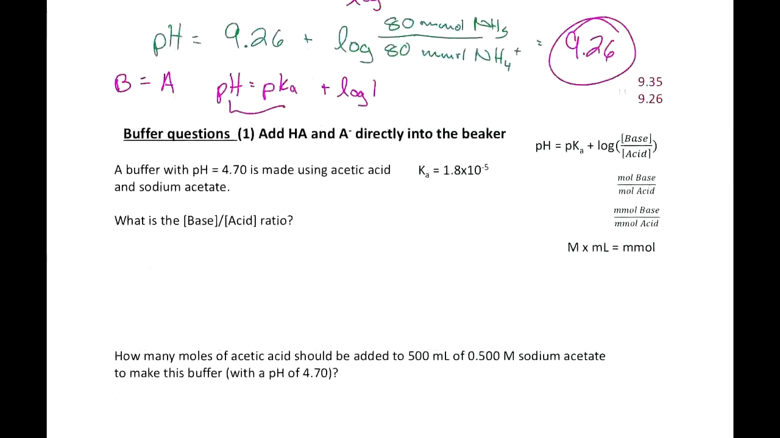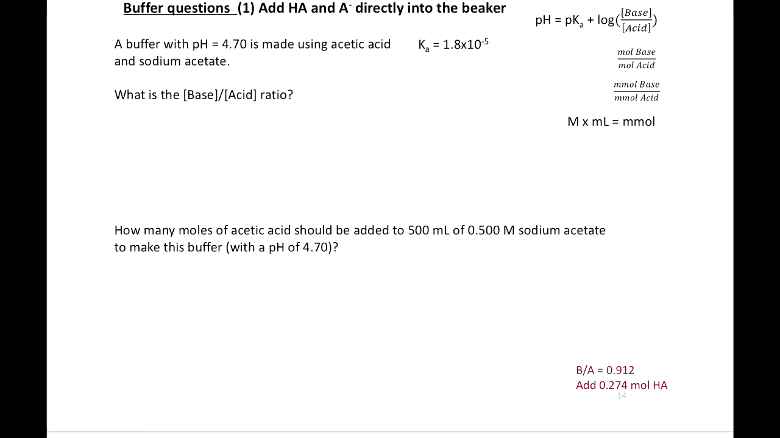Let's do some more of them, but I'll ask it a little bit differently. We can figure out how much base we have and how much acid we have, so let's go about those variables a little bit differently now. This time I tell you we have a buffer with this certain pH, and it's made with acetic acid. What is the base to acid ratio?